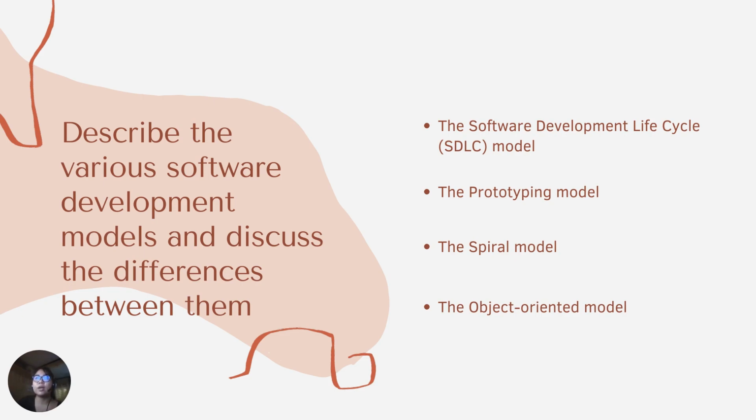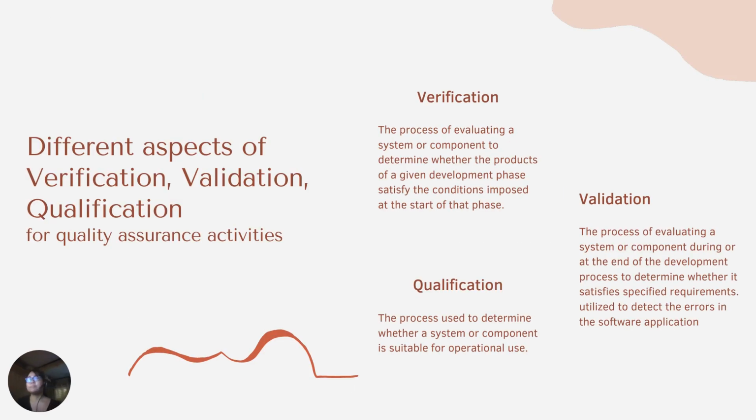So for the next question, we have to explain different aspects of verification, validation, and qualification for quality assurance activities. So we have verification. Verification is a process of evaluating a system or component to determine whether the products of a given development phase satisfy the conditions imposed at the start of the phase.